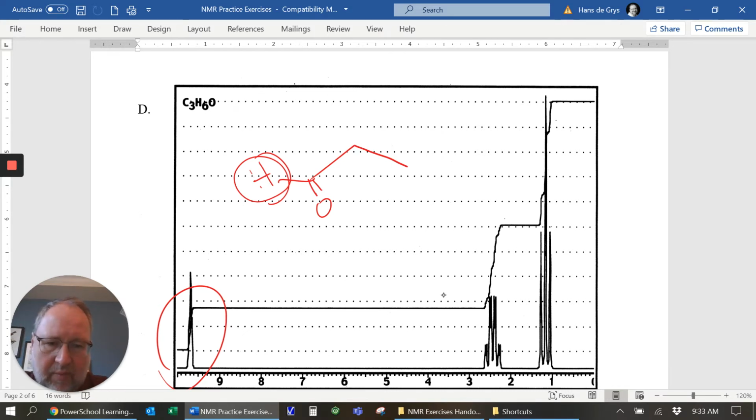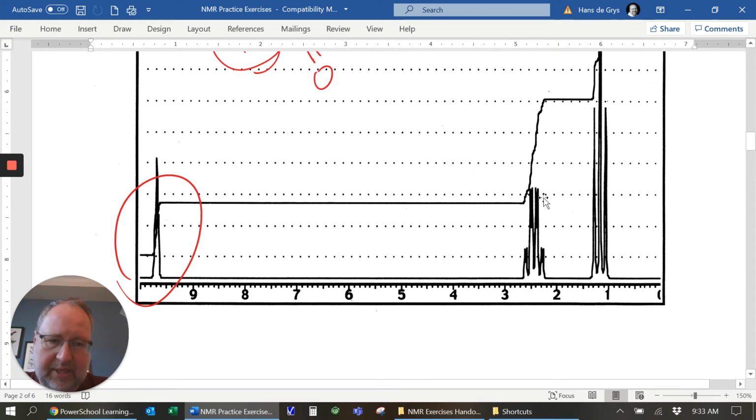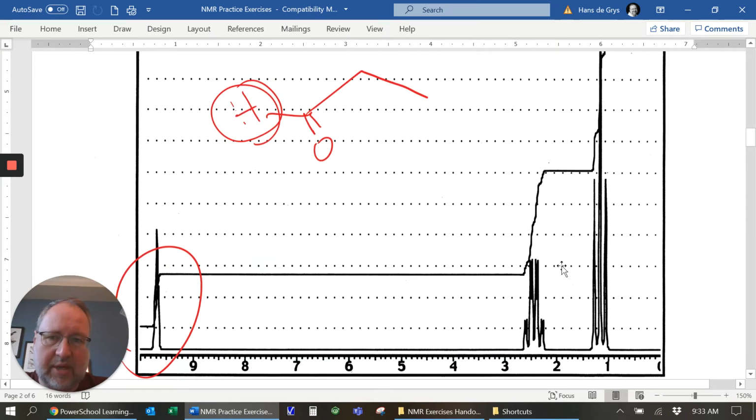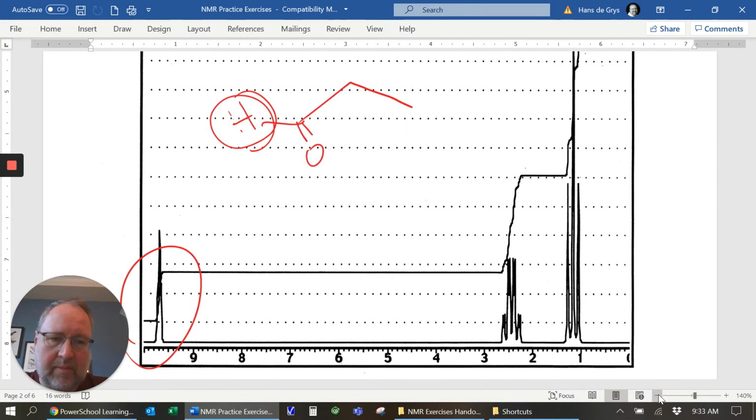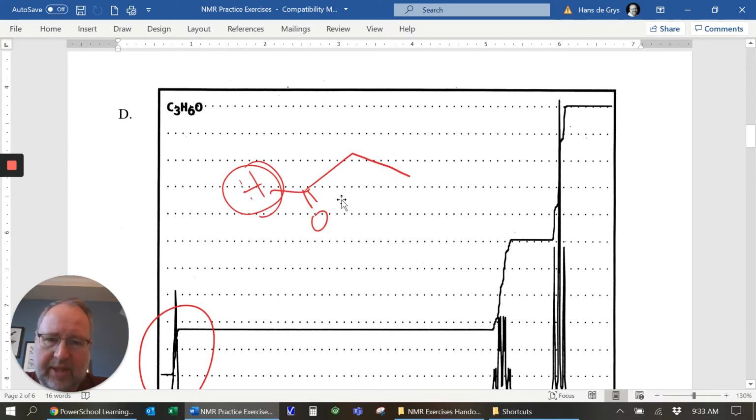Instead of that, we only see a quartet. But if you look close, you see some tip splitting here. I'll zoom in on that just a little bit. The tip splitting here tells you that there's a double bond nearby, that there's a different kind of neighbor. So we'll talk more about that in class soon. But if you look at the formula, this is the only possibility with an aldehyde.